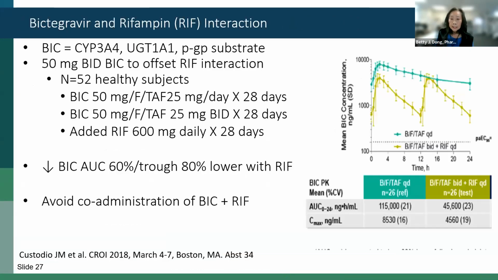So our patient is taking bictegravir F/TAF, and so can we give her any of the short-term regimens? So what about the bictegravir and rifampin interaction? Recall that bictegravir is a 3A4, UGT1A1, and P-gp substrate. So this was a drug interaction pharmacokinetic study to see whether higher doses of bictegravir at 50 milligrams twice a day could offset the rifampin interaction.